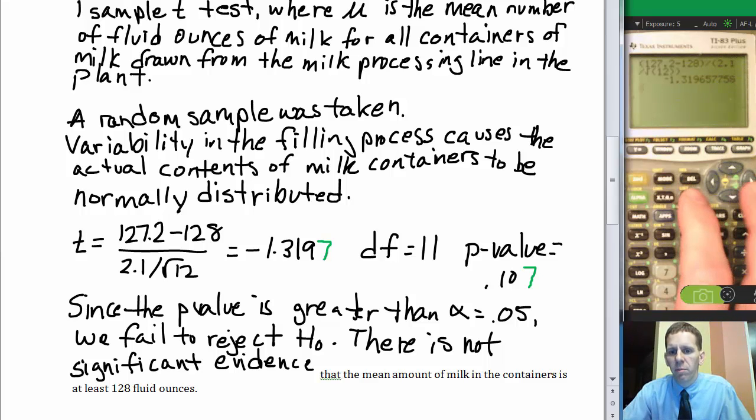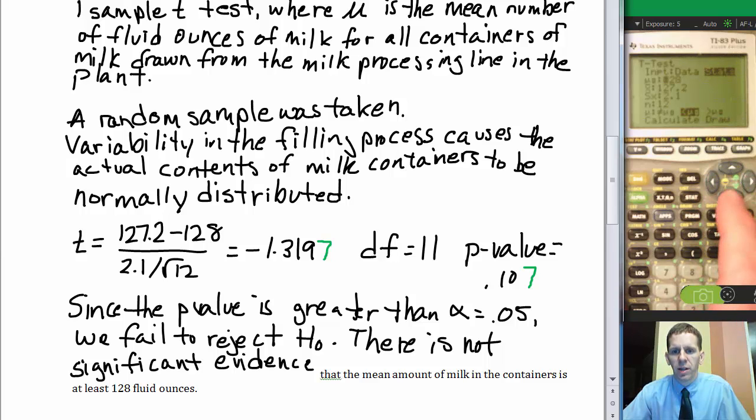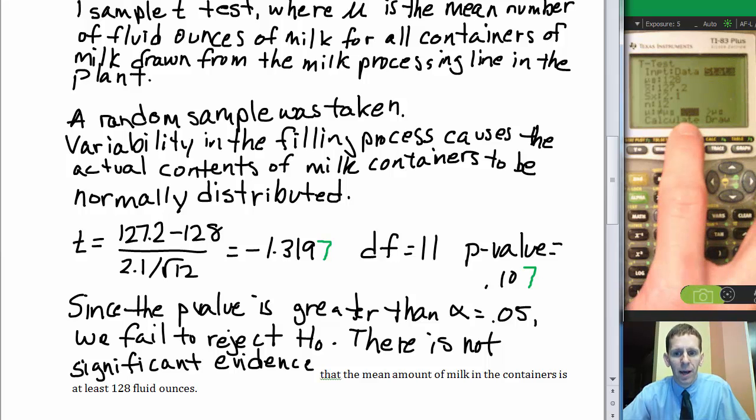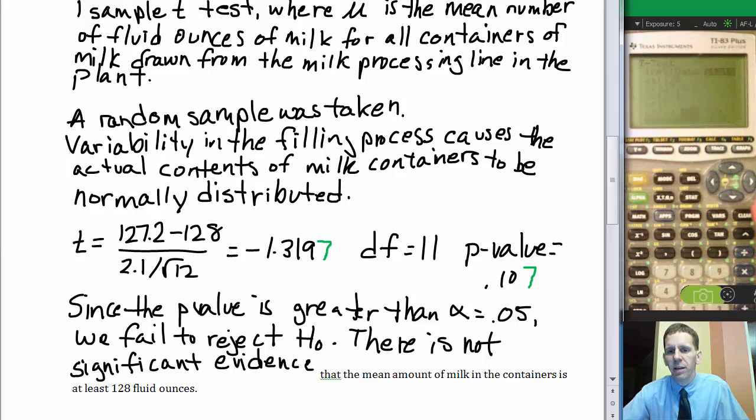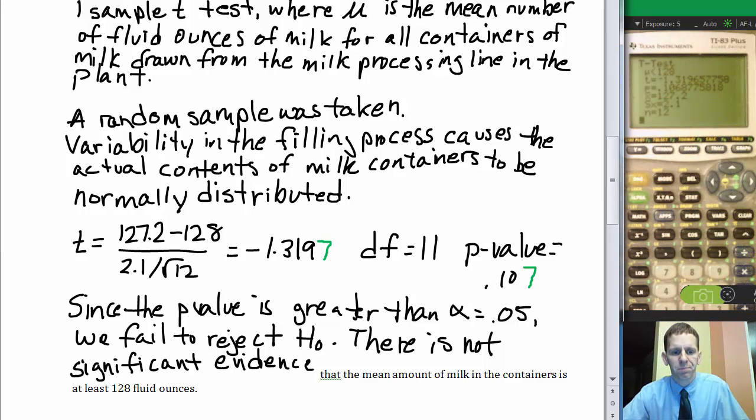Where we get the p-value from is using the stat test feature on your calculator. We're going to go down to t-test. We're going to select stats, and we're going to enter in the null hypothesis mean, 128, sample mean, 127.2, standard deviation of the sample, 2.1, sample size n is 12. I'm going to choose the less than inequality because that's the inequality that we used in the alternative hypothesis. And if we go down to calculate, you'll see that it does match our t-value that we calculated earlier, but we also get our p-value here, which is about 0.107.